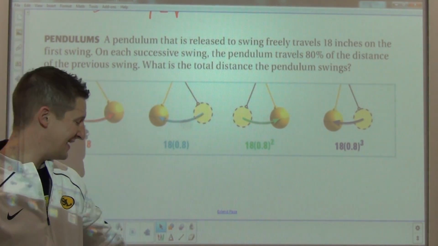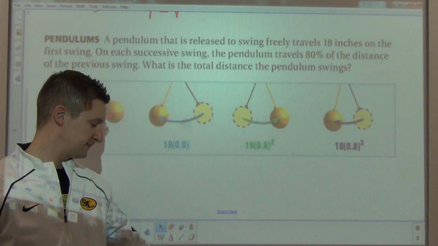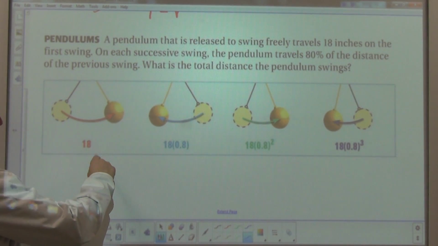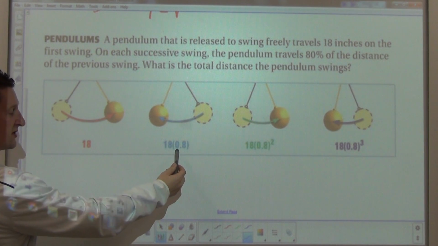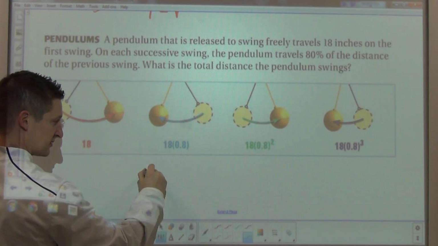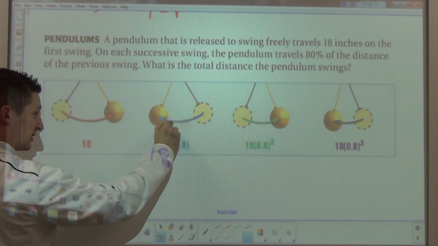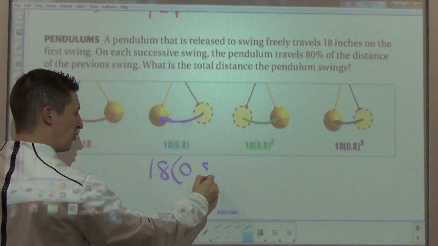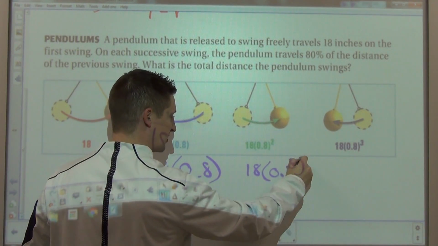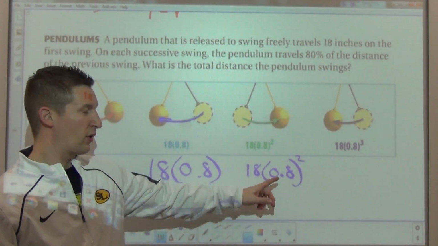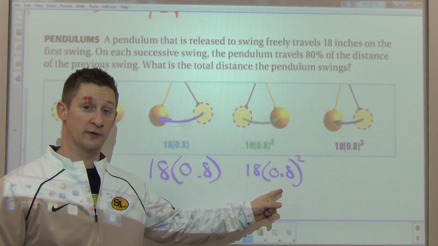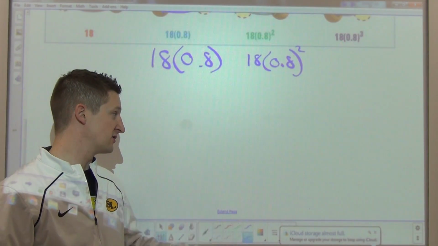This is an example of an infinite geometric series, of which we can find a sum. Because what's happening is the distance that it travels is 80% of what it was previously. 80% in a multiplication problem is going to be written like this, 0.8. The distance it's going to travel on the second swing is going to be 18 times 0.8, and then times 0.8 again, so that's 0.8 squared. Okay? 0.8, 80%, that's my common ratio. That's less than 1. This is an infinite geometric series that's going to have a sum.